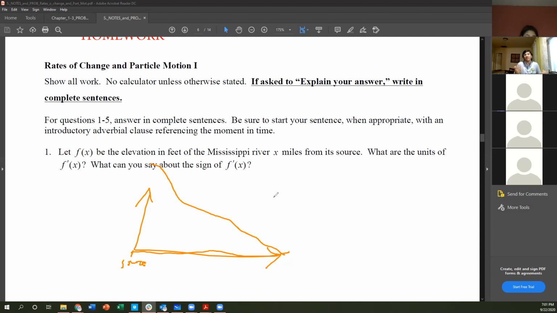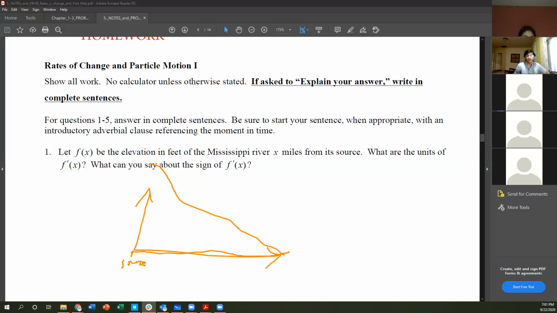Just logically thinking about it, if I have the source of a river here... I never thought about it until I did this problem either. But if a river starts at the bottom of a hill, there's no way it's going to be able to go up the hill, right? So it has to start at higher elevation, then go down. So f prime of x must be negative.